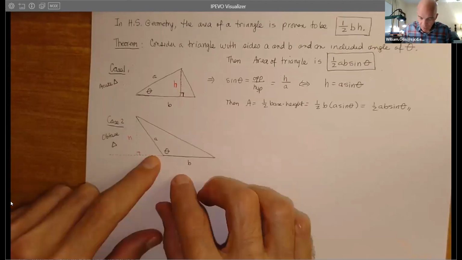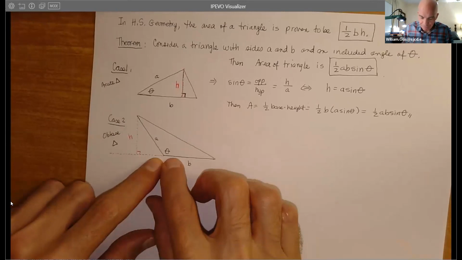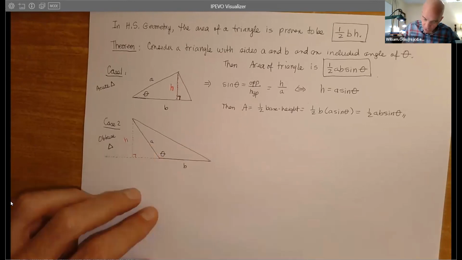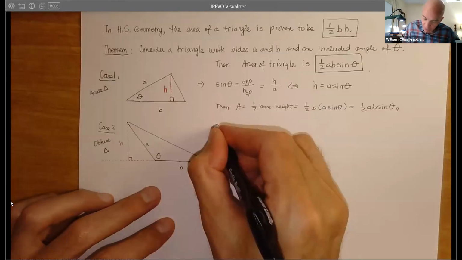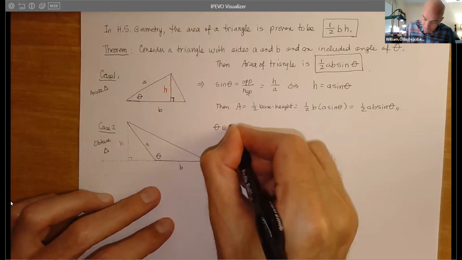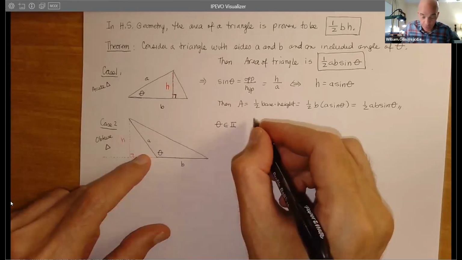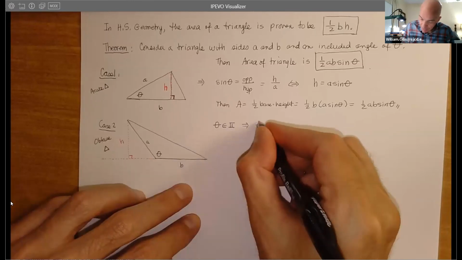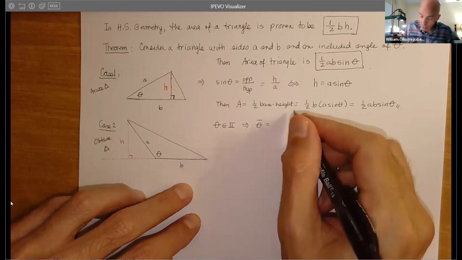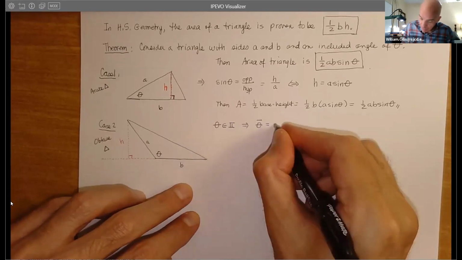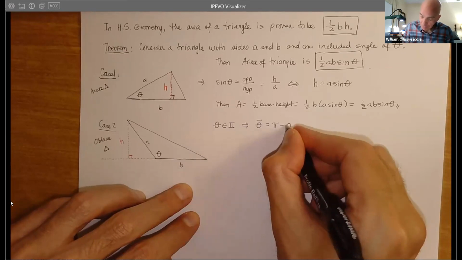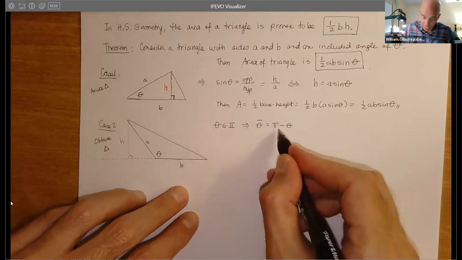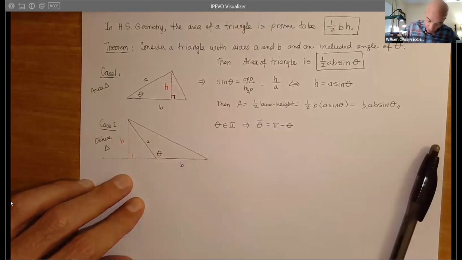Now when we look at this particular setup, this theta is in the second quadrant. So we have to do some analysis here. Theta is in the second quadrant, and there's the reference angle right there. So this implies that theta hat will just be pi minus theta. That gives us the reference angle. So this right here is the reference angle.